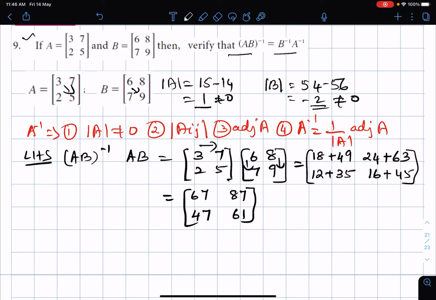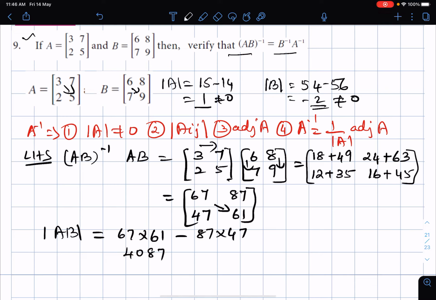Now, after finding out AB, we have to find out determinant AB. What is determinant AB? So cross multiplying this, you will get 67 into 61 minus 87 into 47. 67 into 61 will give you 4087, and this will give you 4089. You can do the multiplication in your rough work. So this is equal to minus 2, that is not equal to 0, so we can proceed with our inverse. So the first step is over. This is our first step.